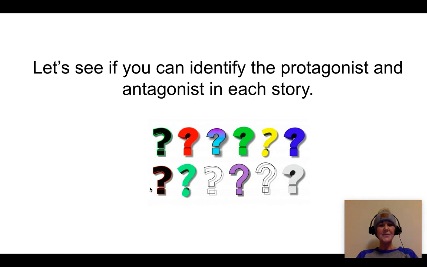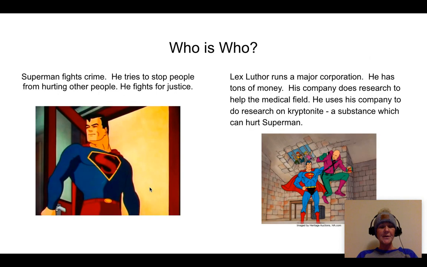And so let's see if you can identify the protagonist and antagonist in each of these stories. So who is who? Superman, over here, fights crime. He tries to stop people from hurting other people. He fights for justice. Lex Luthor, this guy right here, runs a major corporation, so a big business. He has tons of money. His company does research to help the medical field. He uses his company to do research on kryptonite, a substance which can hurt Superman.